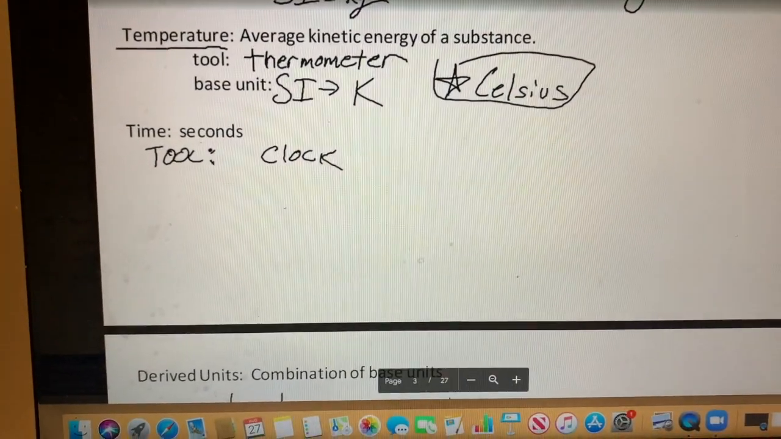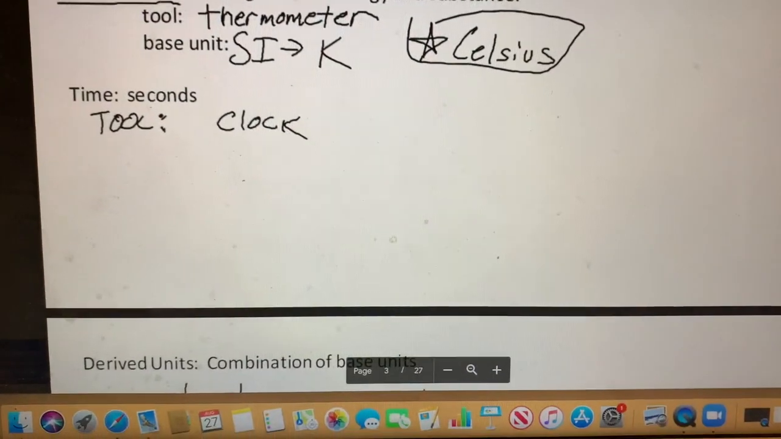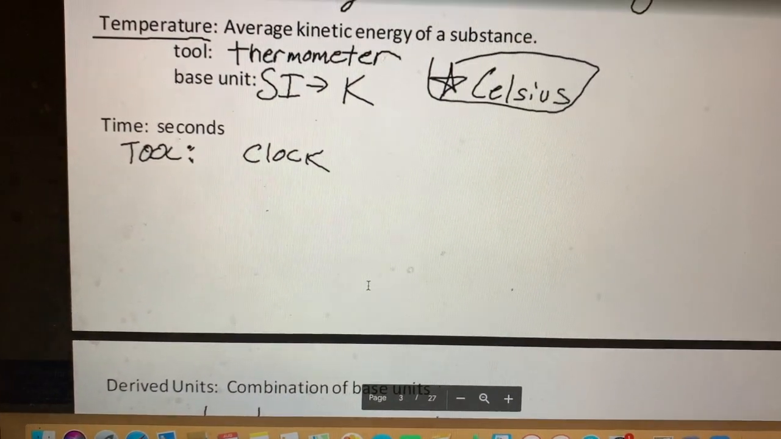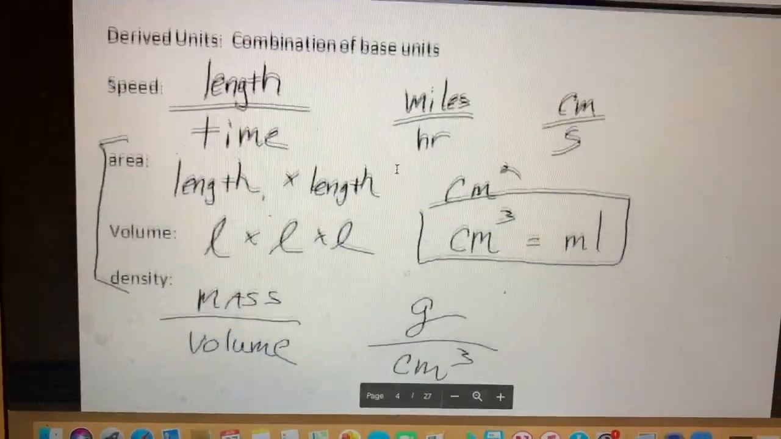So let's take a look at our derived or combined units here. If Miss Adani can get her computer to scroll well, there we go.